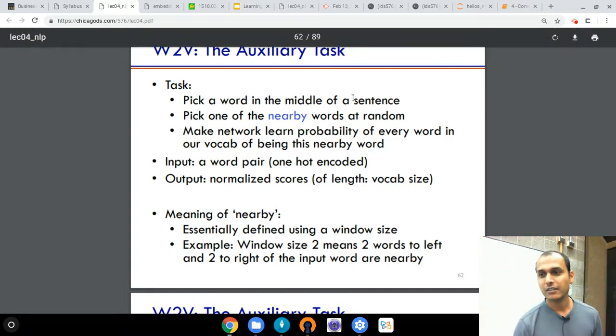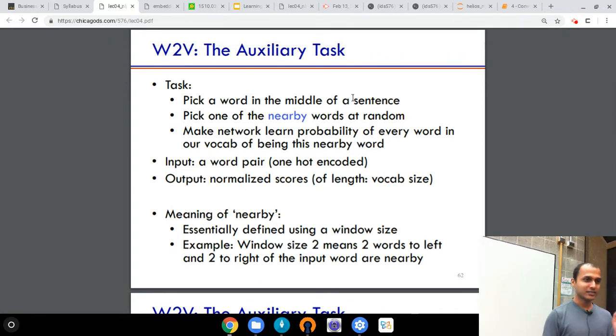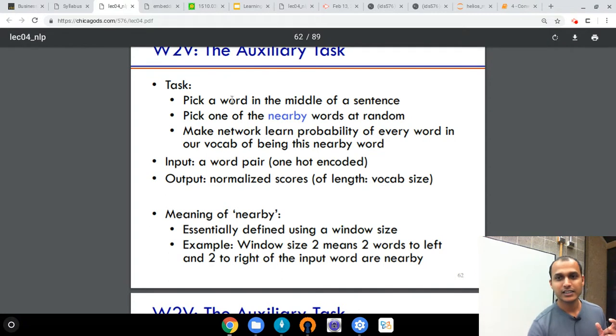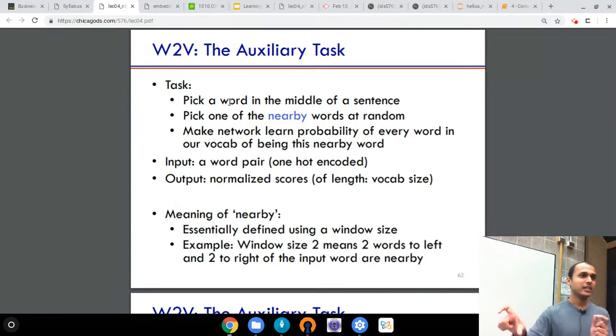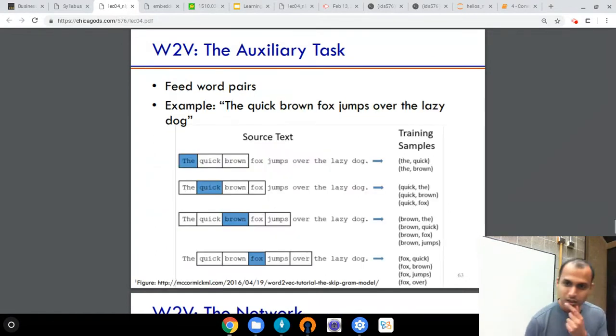Pick a word in the middle of a sentence. It doesn't have to be in the middle, just pick a word; it will be somewhere in the sentence. Pick another word which is nearby to it, close to it, and make a prediction model learn in a way such that, given the first picked word, it's going to predict a high probability for the nearby word. So let's actually ground it.